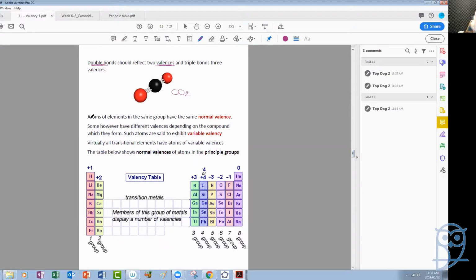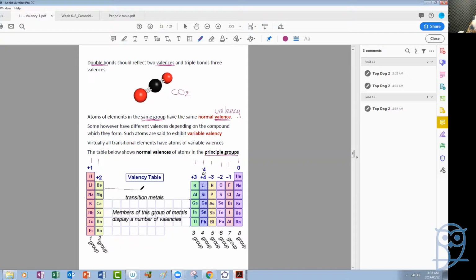Anyway, now that we have an idea of how the periodic table looks and the meaning of the different groups, we can say that atoms of elements in the same group have the same valence or valency, which we call the normal valence. And in fact, the main groups, the principal groups in the periodic table, which are the first, the second, and then the number 13, 14, 15, 16, 17, 18, with the newer system of numbering them. So the principal groups have the same valencies for atoms of elements in the same group.